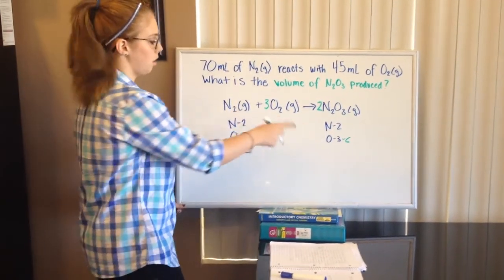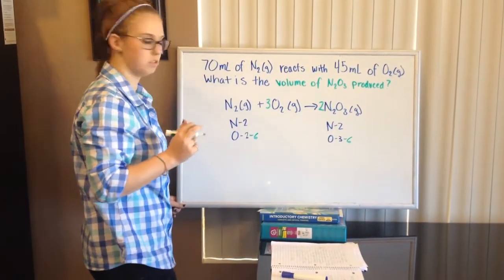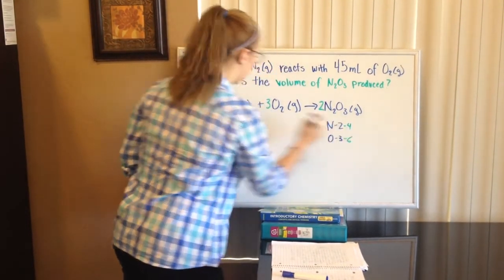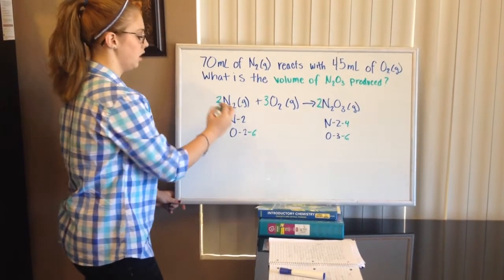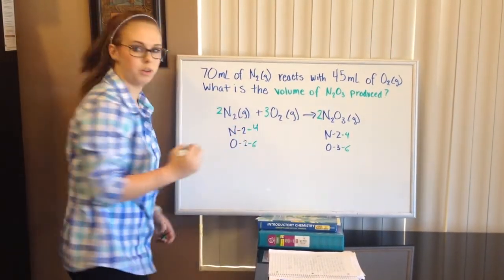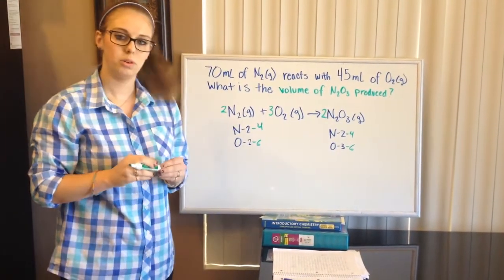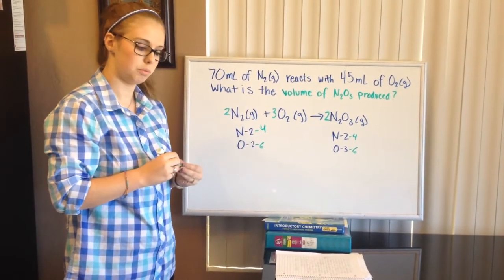But our next problem is that we now have 4 nitrogen, but we only have 2 nitrogen here. So we're going to put a 2 in front of the nitrogen over here to get 4. And our equation is balanced. Next I'm going to show you how to solve our limiting reagent problem.